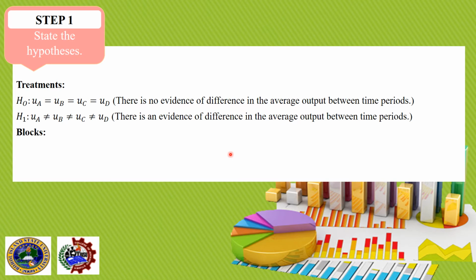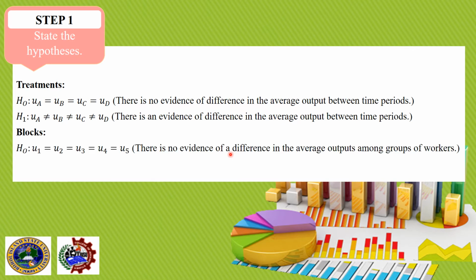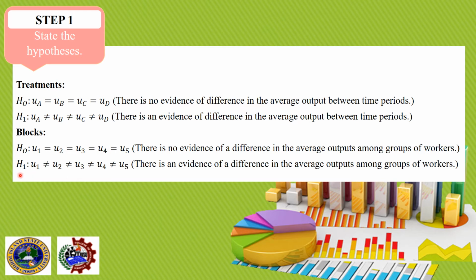For the hypothesis in the blocks, our null hypothesis will be mu sub 1 is equal to mu sub 2 equal to mu sub 3 equal to mu sub 4 and equal to mu sub 5. Meaning to say, there is no evidence of a difference in the average outputs among the groups of workers. Our alternative hypothesis will be mu sub 1 is not equal to mu sub 2, not equal to mu sub 3, not equal to mu sub 4, and not equal to mu sub 5. Meaning to say, there is an evidence of a difference in the average outputs among the groups of workers.